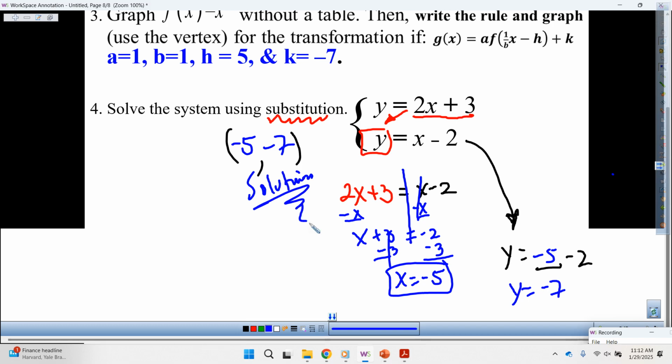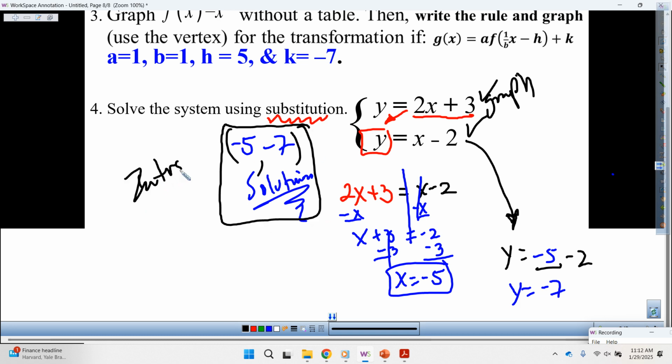Now, what does that mean, Mr. Q? That means, look up please, pay attention to this part, that if I was to ask you to graph these two, guess what's going to happen? They're going to what? Intersect at that point. That's the solution to the system, where both graphs intersect.